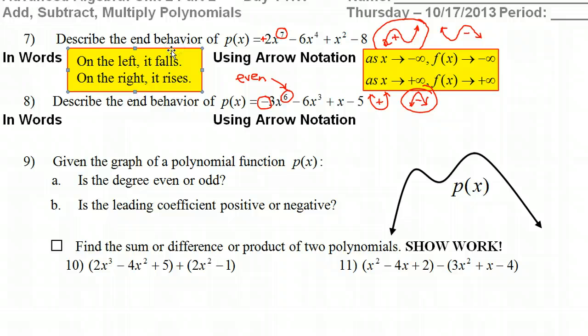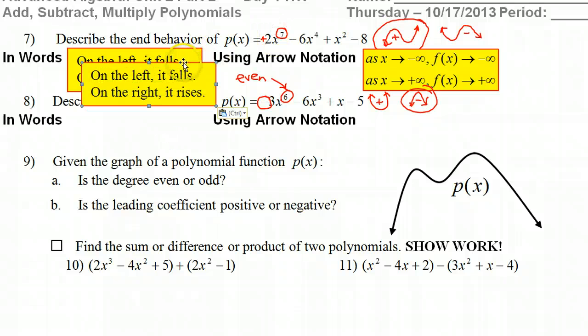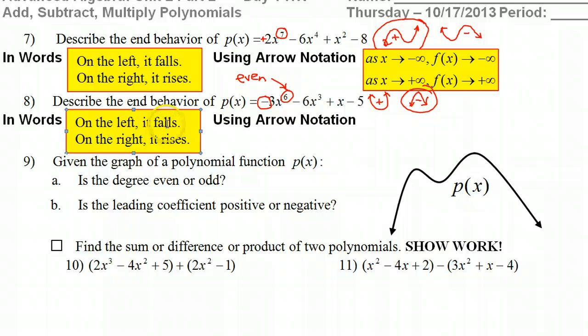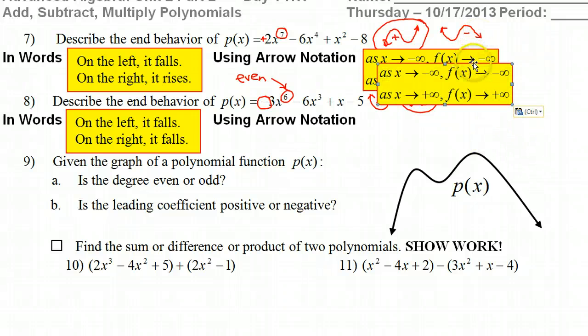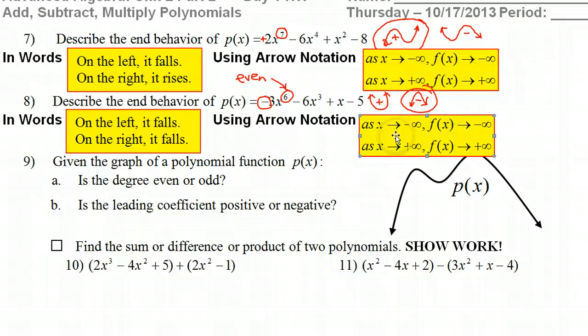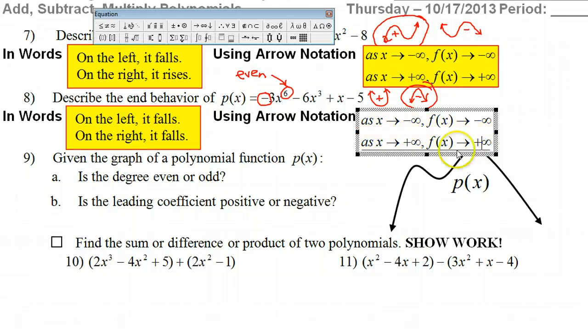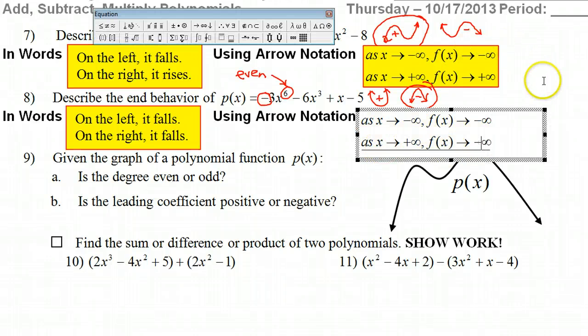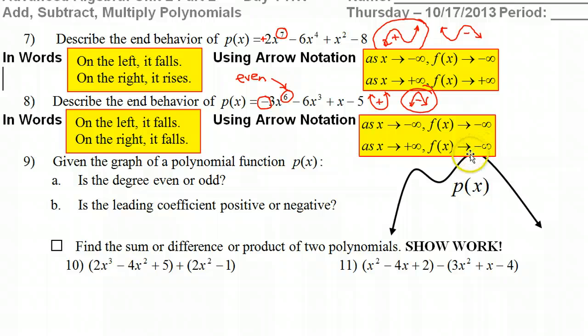All right, I'm just going to copy off myself, make my life easier. Okay, so on the left it falls and on the right it falls. Okay, using arrow notation, on the left it falls, so negative infinity. But on the right it falls, so that will also be negative infinity.